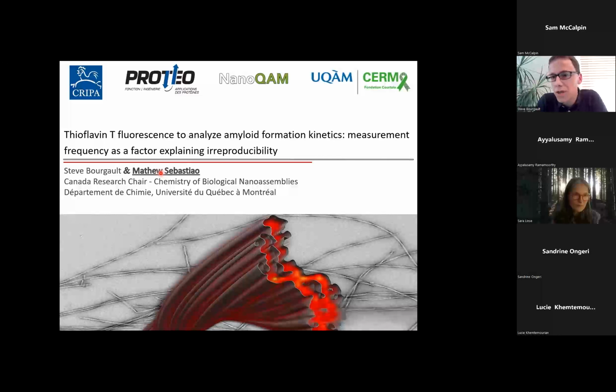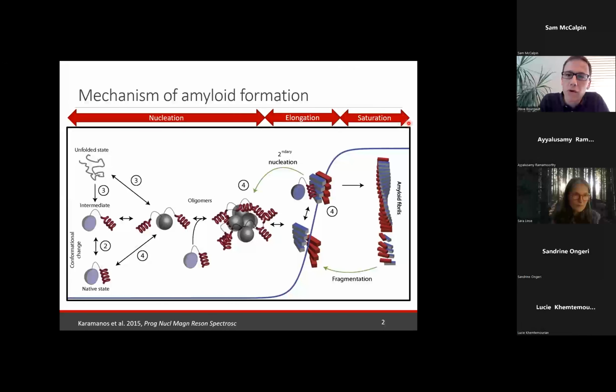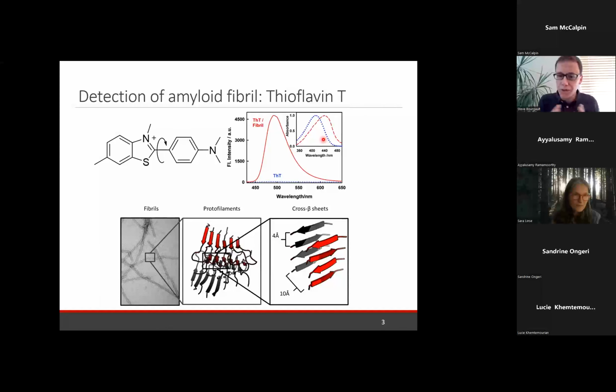What I will be discussing in the next 10 to 15 minutes is how sensitive thioflavin T-based assays are, mainly the ones that we're doing in the microplate format. As you all know, if you're here today, amyloid formation is often described as a polymerization mechanism that involves 3 phases: the nucleation, the elongation, and the saturation. And a good way to follow this kinetics of amyloid formation is to use thioflavin T, which binds to this cross-beta sheet quaternary motif. There is a sharp increase of its quantum yield.